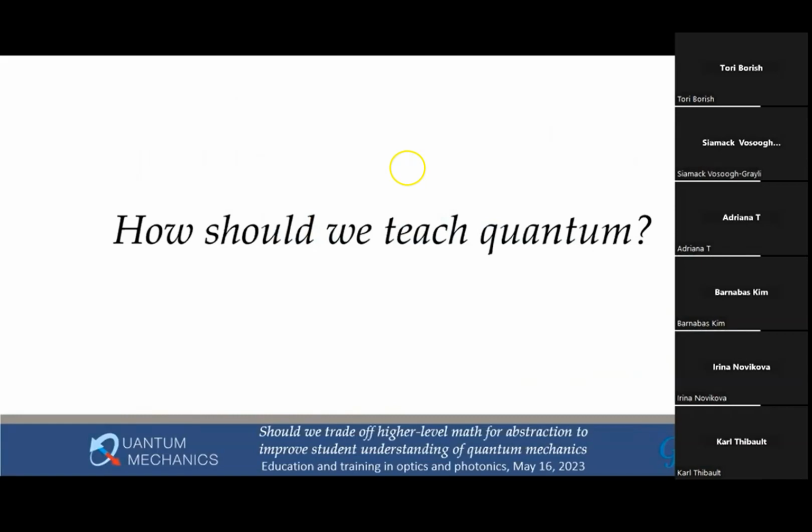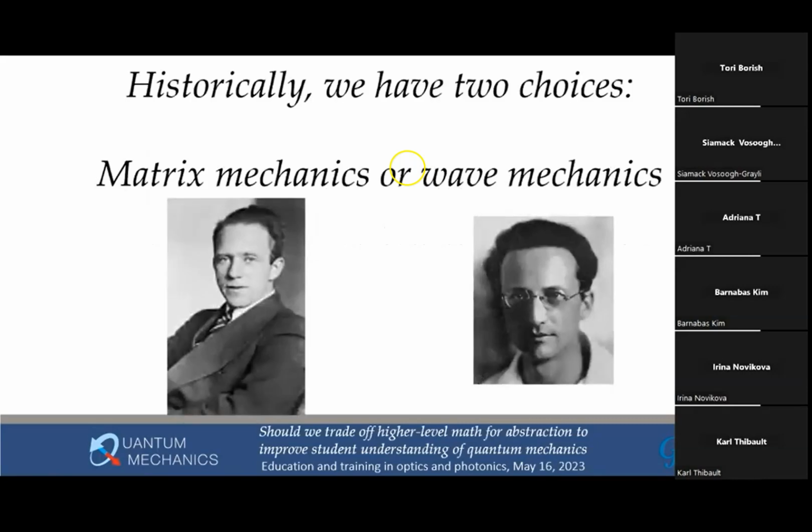So how should we teach quantum? Here I really want to focus on the notion that the regular quantum course, which is, I think, absolutely critical for someone who wants to understand and work in quantum sensing, to be able to understand traditional quantum mechanics. The question is, how should we teach it if we want to be doing this for people who aren't physicists? So historically, there are two choices.